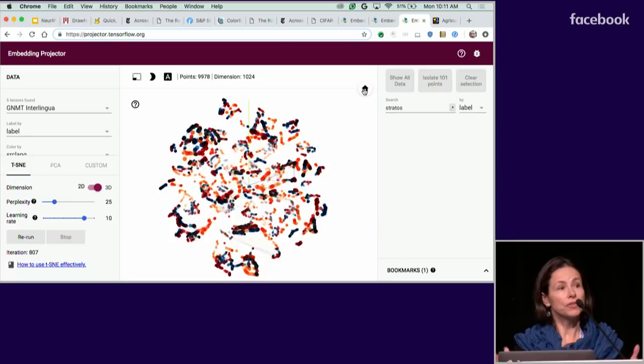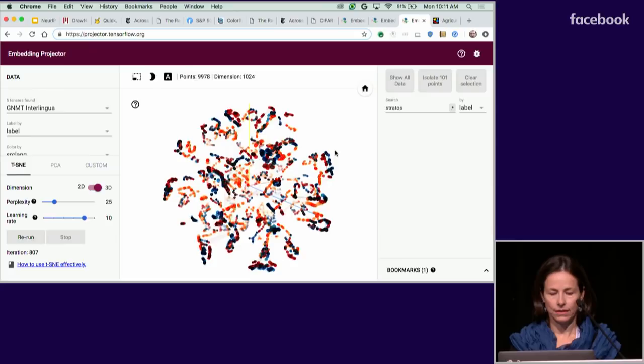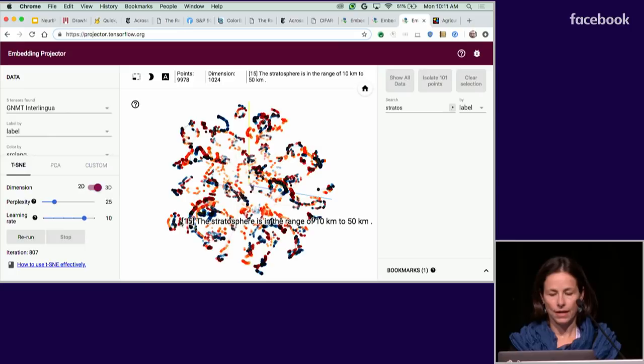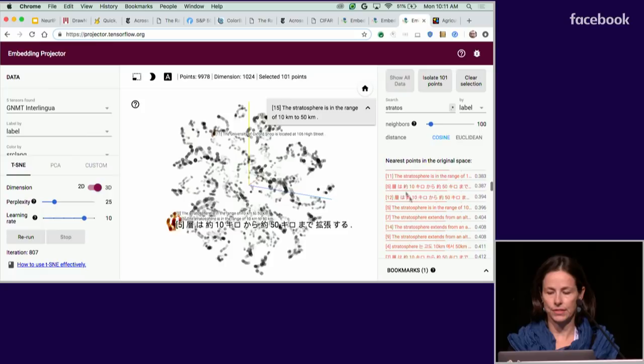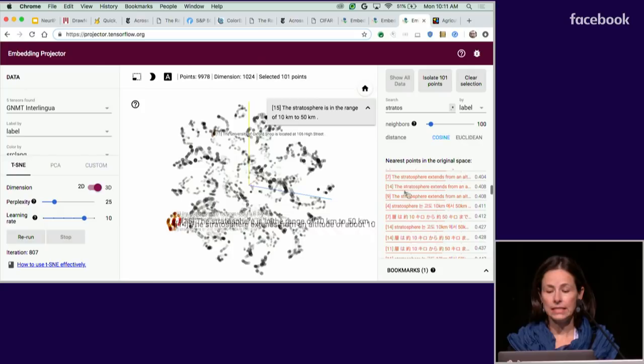The first time we saw this, we thought, ooh, this is interesting. This could be an interesting sign. So let me start looking at my favorite sentence here. I'm going to highlight that sentence: "The stratosphere is in the range of 10 to 50 kilometers." When I highlight this on the embedding projector, it shows me my list of all my nearest neighbors. As I mouse over these nearest neighbors, independently of the language, all of these nearest neighbors are in the same cluster.